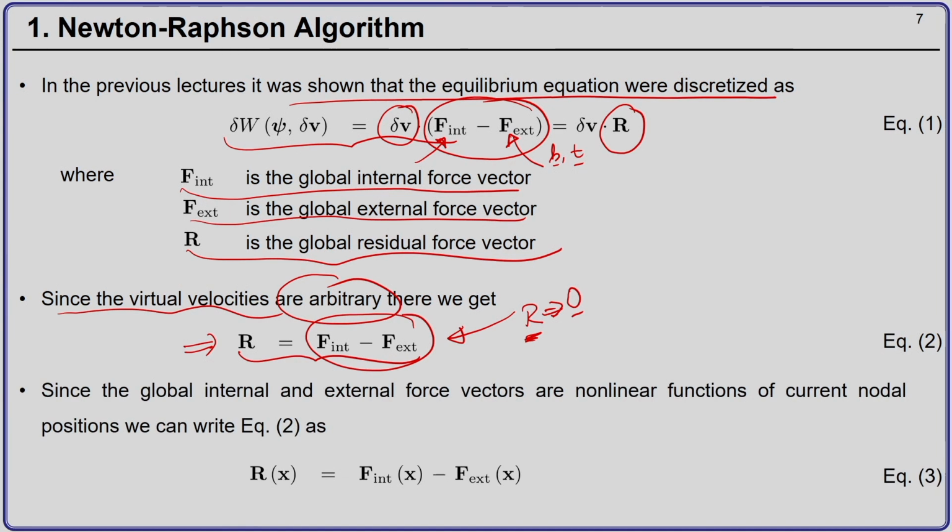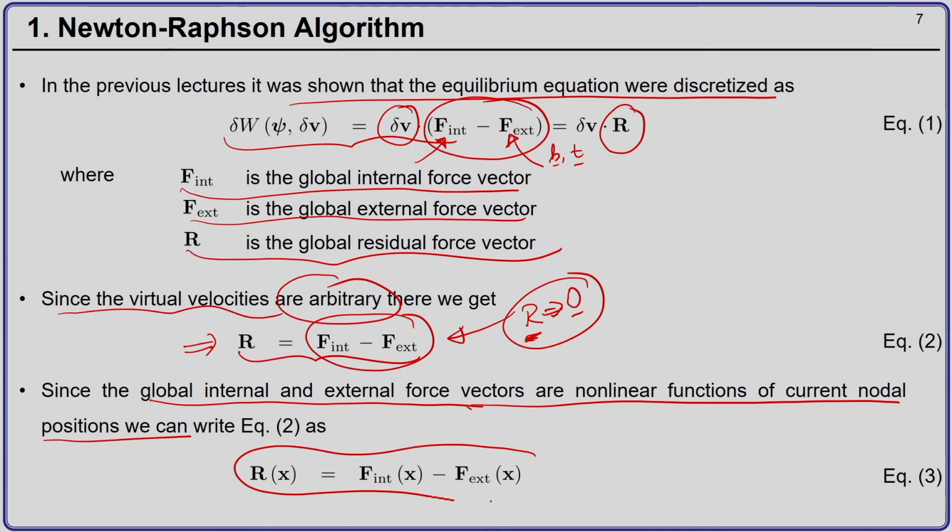And now, our objective of the Newton-Raphson method is to get this residual to go to 0. Now, these global internal and external force vectors, which we have here in equation 2, are nonlinear functions of current nodal position. Therefore, equation 2 can be explicitly written as the residual r, which is a function of current nodal position, equal to the global internal forces, which are functions of current nodal position, minus the external forces, which are functions of current nodal positions.